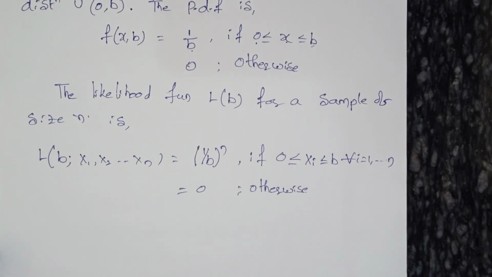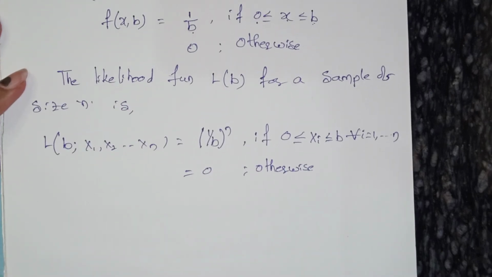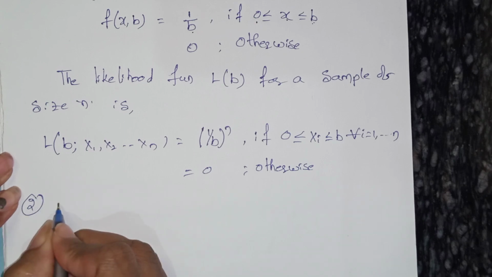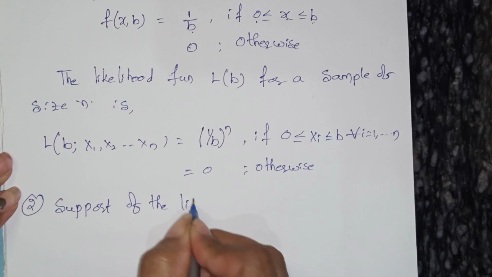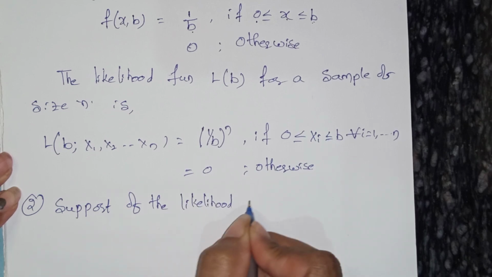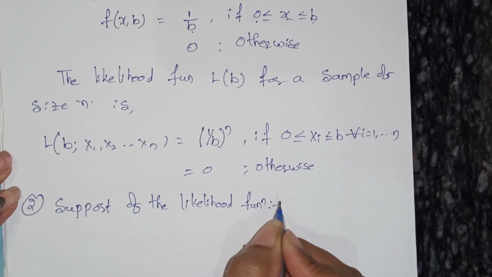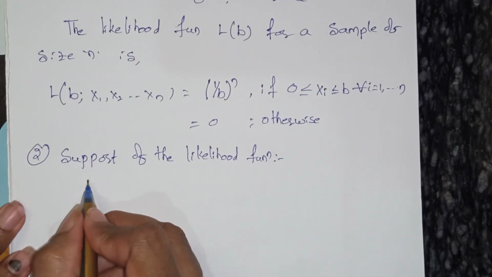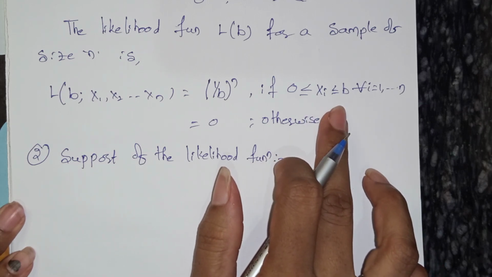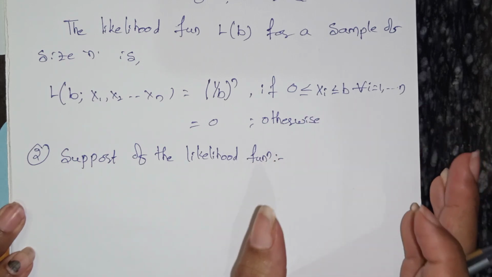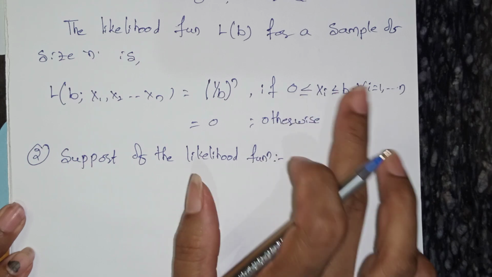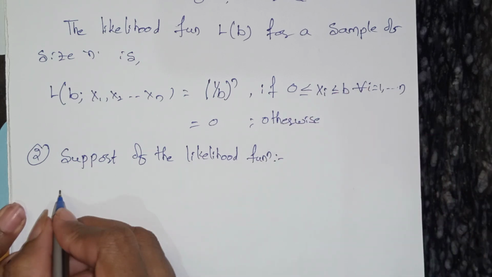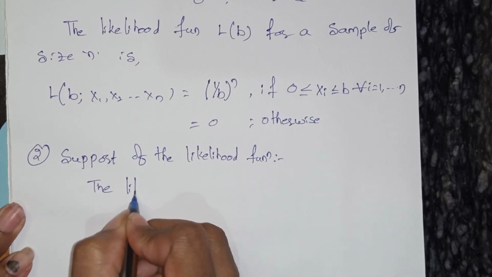So now we have to fix the b value. Step 2. This we call the support of the likelihood function, or you can also write it as finding the value of b in the likelihood function. It should be non-zero, which means greater than 0. That means b should be a positive value. Why? Because x lies between 0 and b, so compulsorily it will be greater than 0. The likelihood function.